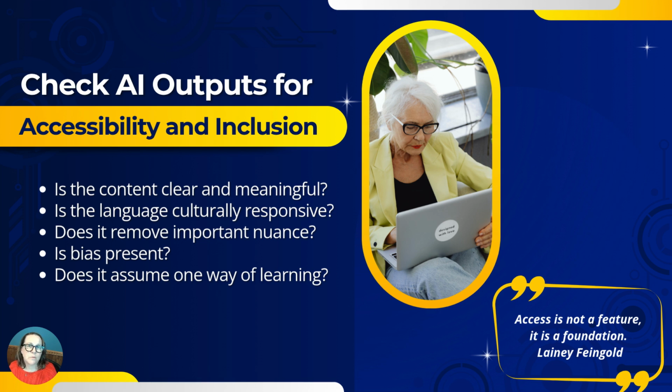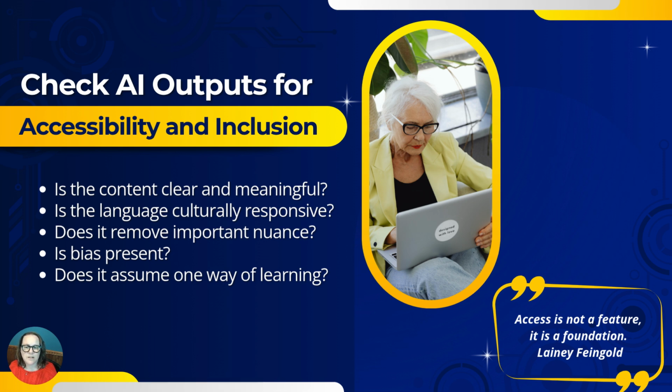So, this is one of the most important steps in using AI effectively. AI generated content should always be reviewed carefully before sharing it with your students. While AI can help generate materials quickly, it doesn't fully understand context, nuance, or the diverse needs of learners. So, for example, the content may be technically correct, but maybe not meaningful to your students. It may unintentionally reflect bias or simplify important ideas.